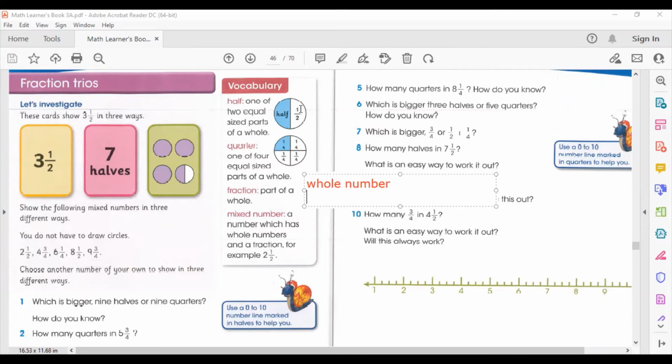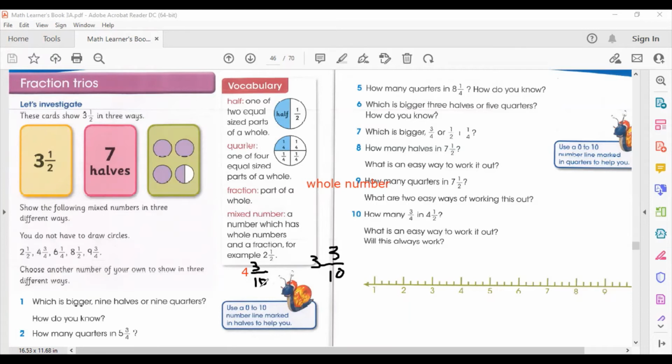Number 3, mixed number. When you are talking about a mixed number, it is a number which has a whole number first, and second a fraction. So a combination of a whole number and a fraction is called a mixed number. For example, 4 and 3 by 10. It's a mixed number. 3 by 10 is a fraction, and also we put a whole here. So this is called a mixed number: 4, 3 by 10.